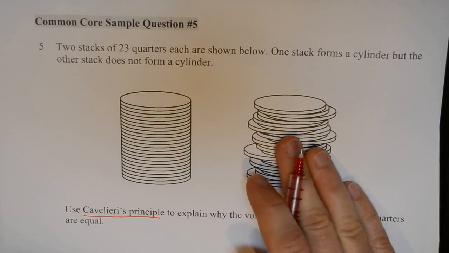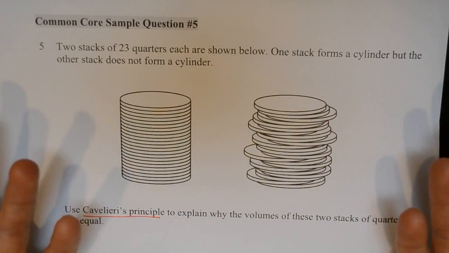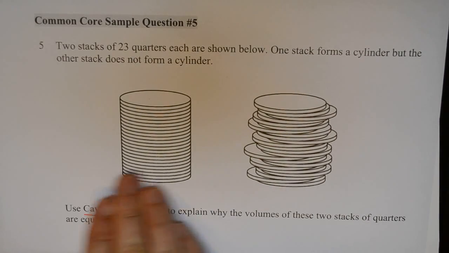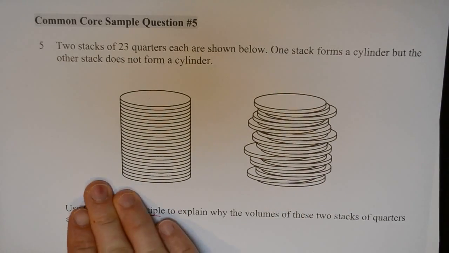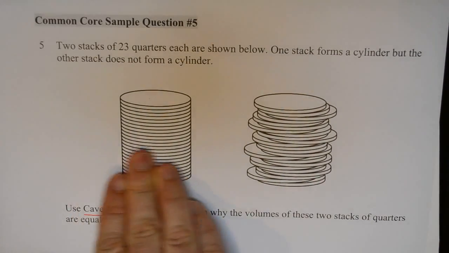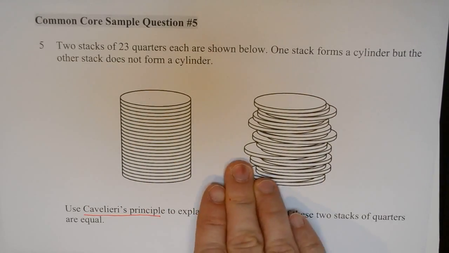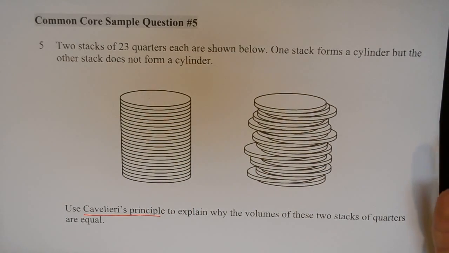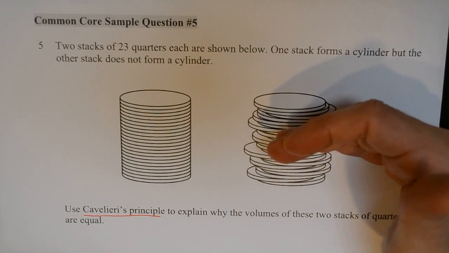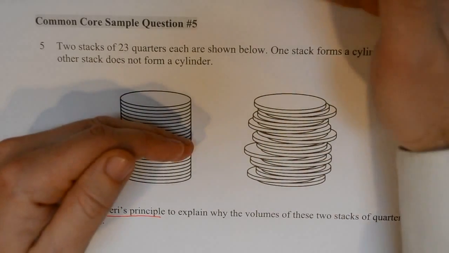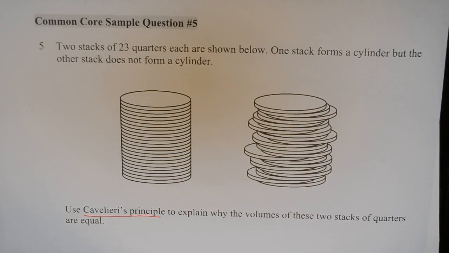If you have two stacks of objects, or just two three-dimensional objects, and every time you take a slice, right, if you take a slice at ground level, and you take a slice a foot up, you take a slice 2 feet up, if every slice that you take has the same area, then those two objects are going to have the same volume as long as they both stop at the same height. Clearly, if one goes up much higher, then it's going to continue to accumulate more volume.